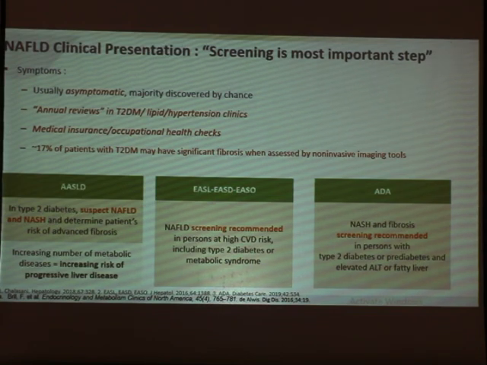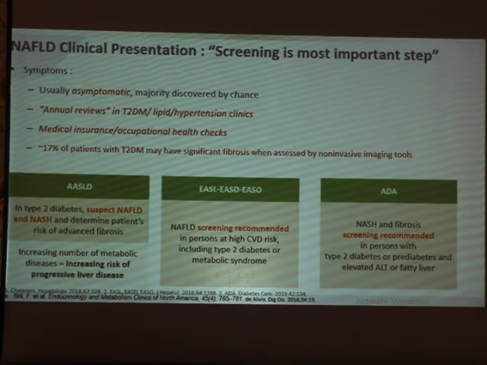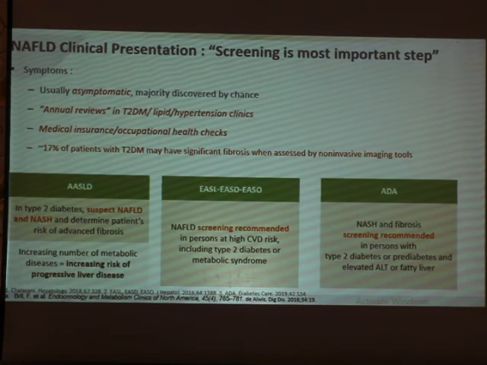And when we talk about the NAFLD clinical presentation, typically people are not going to come with any symptoms at all. Screening therefore becomes a very important step in terms of prevention of this long term. So it is usually picked up asymptomatically on routine testing, whether it's a tolerance test or an occupational health check. And this is the reason why we need to get particular about the screening part. The ADA recommendations talk about NASH and fibrosis screening being recommended in people with type 2 diabetes or pre-diabetes and elevated ALT or fatty liver. The ESC recommends screening in people who are at high CVD risk, including type 2 diabetes or metabolic syndrome.